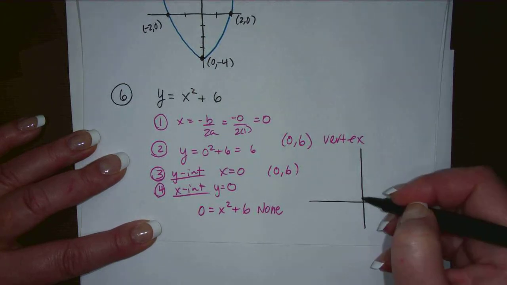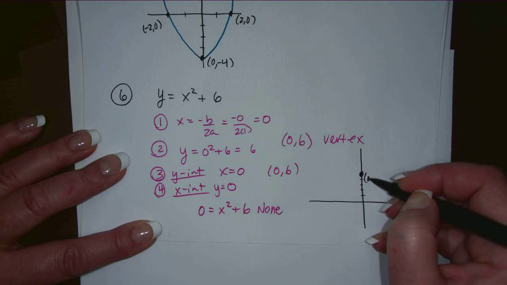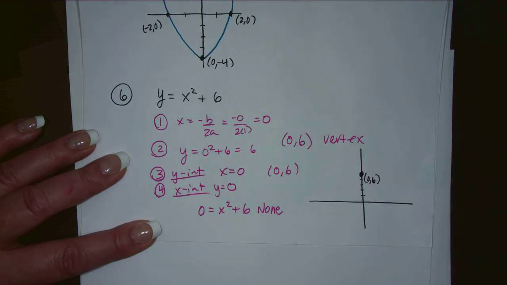Right, we're going up 6. I'll just say here 6, 0, 6. Now I have nothing else to draw. So is the graph a point? Is that it? So parabola. Right, it's still a parabola.